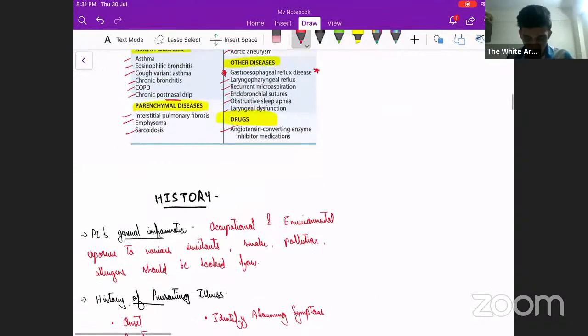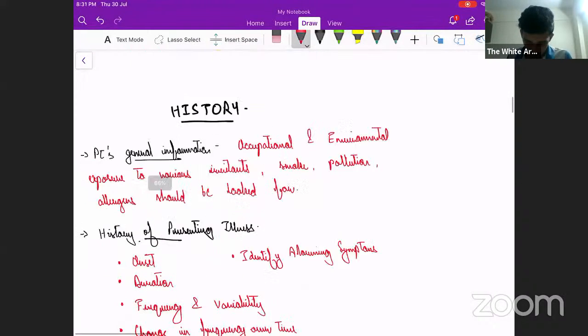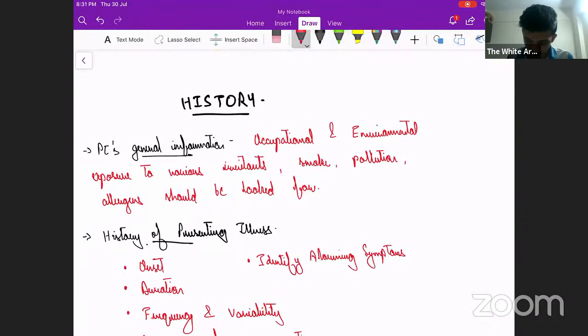Next, let's look into the history. So first, the patient's general information, occupational and environmental exposure, very, very important. Or it can be any old age lady coming with chronic bronchitis, ask for history of something, whether they used to cook with firewood. Even that could have led to airway irritation, chronic airway irritation, which has led to a bronchitis picture.